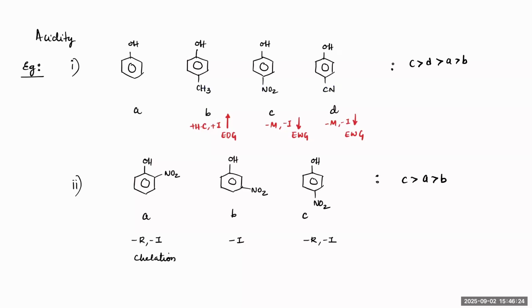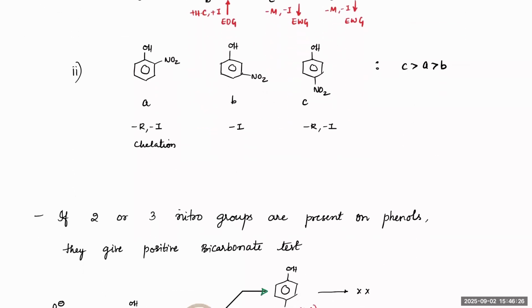Second case. If NO2 is present at ortho, meta, and para positions, you notice that at the ortho position you have NO2, which is withdrawing. It is strongly withdrawing by minus I and minus R. At para also you will have minus M and minus R, and you will have minus I at the meta position. It is extremely strongly withdrawing at the meta and ortho positions.